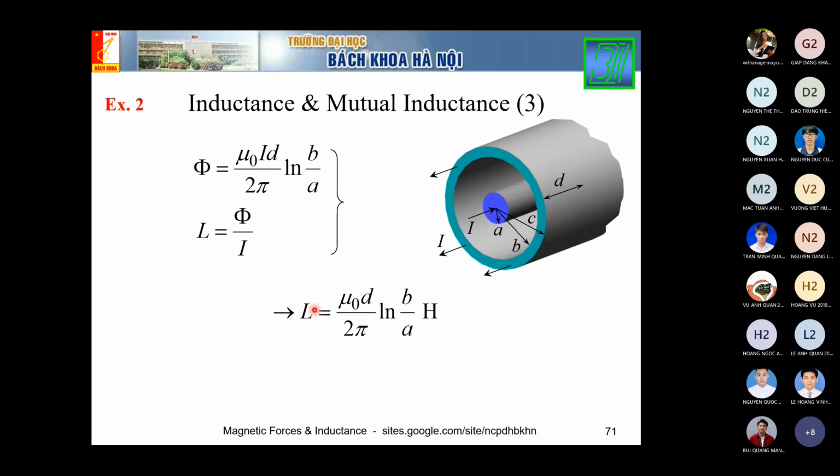The inductance here, of course, depends on the length of the cable. So if you want to find the inductance for every meter length of the coaxial cable here, you can change d here into number 1, and there you are.